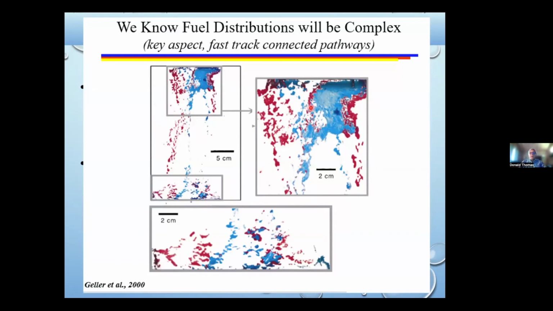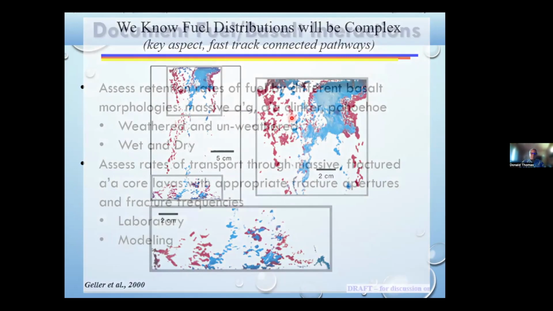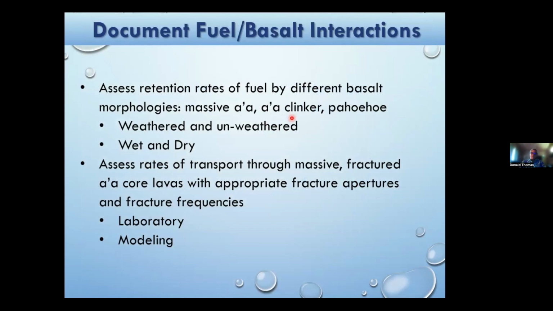This is an image taken from a study in a hard rock environment elsewhere, but you can see the fuel distribution, in the red and blue, is nowhere near contiguous. It's a very scattered and tortuous pathway that the fuel does follow through these fractured hard rock environments. So it will be a combination of laboratory studies as well as modeling.